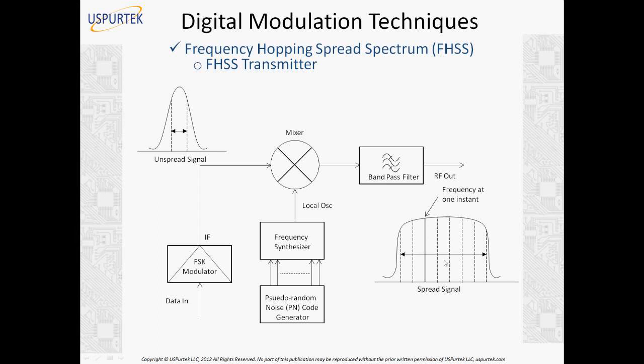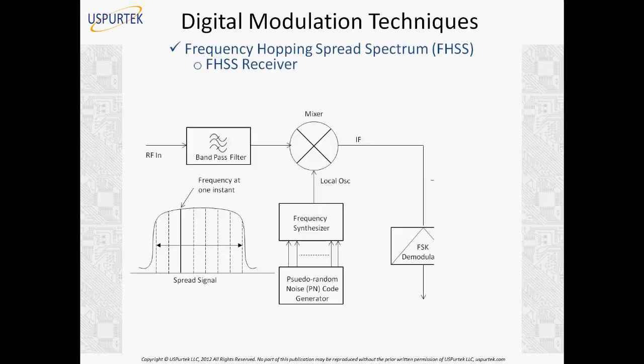Like we see on the receiver side, we do the reverse. We have a band pass filter for the wide band. And then in the mixer, we use the same PN code that we had at the transmitter, hop the frequency again, so that we retrieve the B-spread signal, which is very narrow band, and we get the data out.